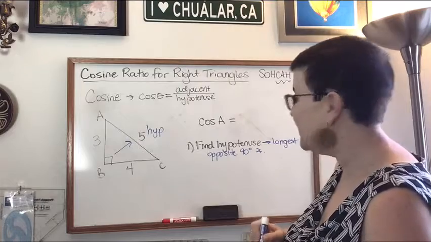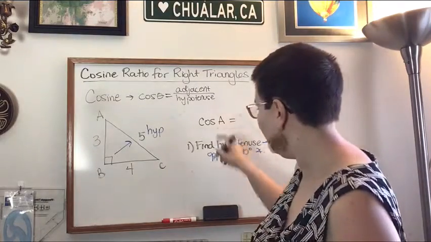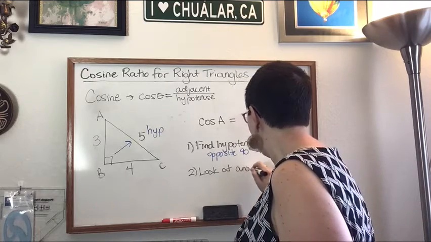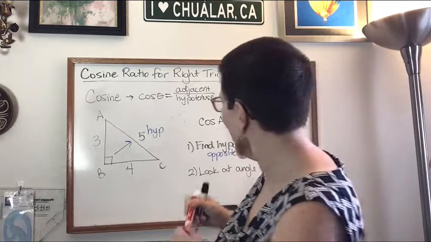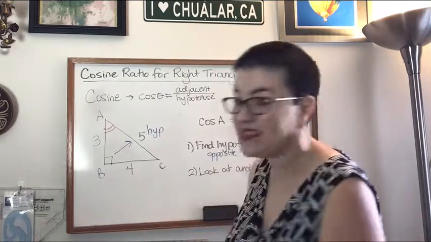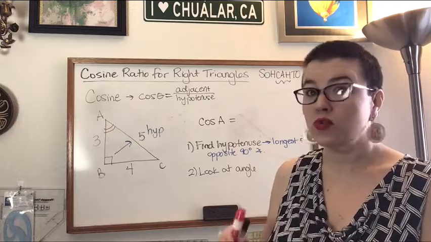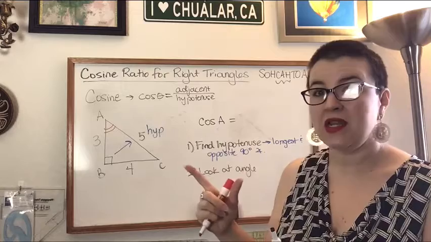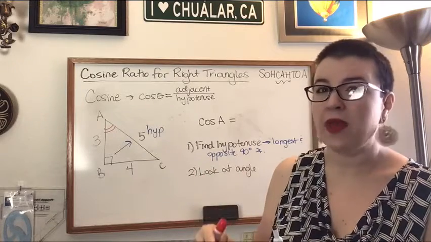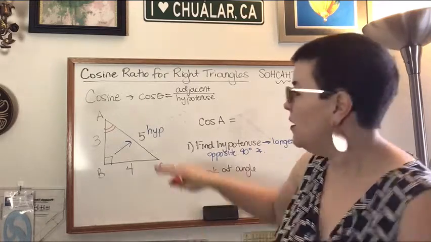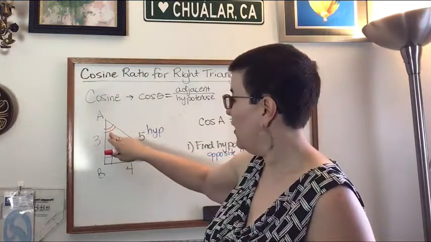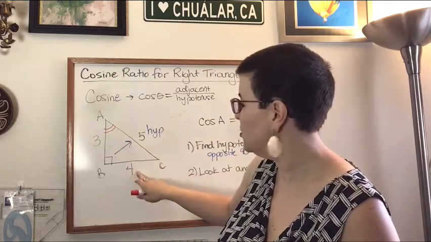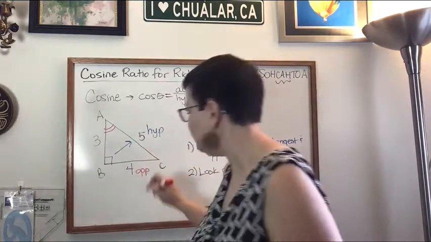Now I have to look at the angle that I want to identify, and that's going to help me decide which side is my adjacent. If you do these all together, what I would normally do is take one color pen and mark opposite and adjacent for that angle, and then take a different colored pen and mark opposite and adjacent for the other angle. Here I'm going to deal with angle A. The opposite side would help us if we were finding sine, and opposite is all the way across the triangle. So I know this is my opposite.